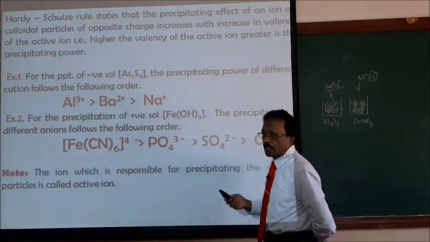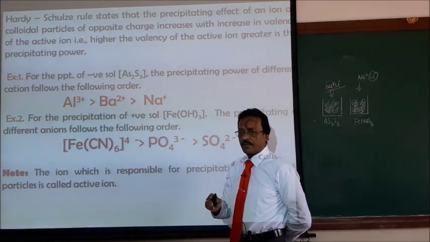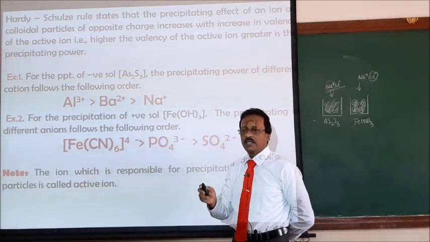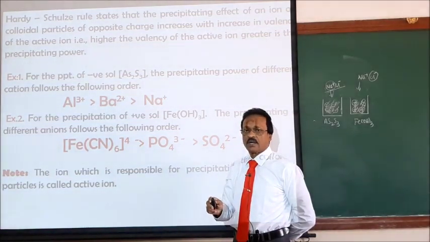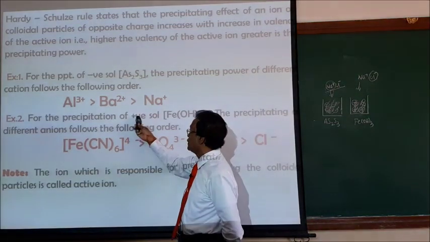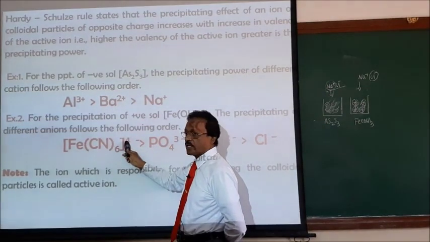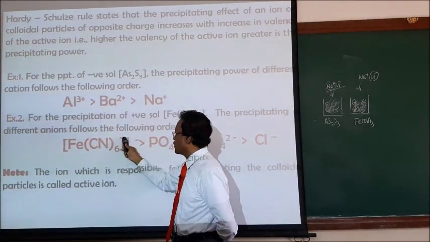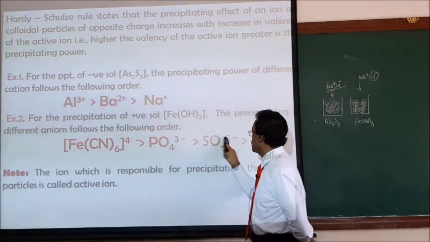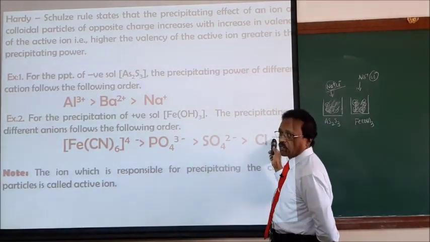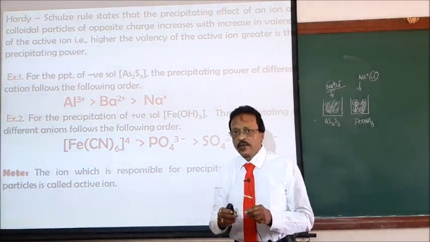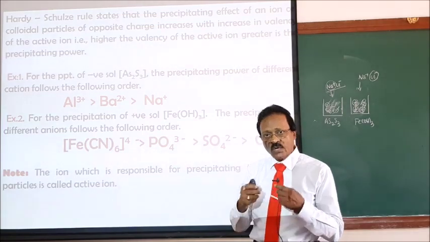That is, the coagulating power of an ion on colloidal particles of opposite charge increases with increase in the valency of the ion, or the magnitude of the charge on the ion. I have taken the positive sol, so negative ions bring about the coagulation. Notice the ferrocyanide has 4 negative charges, so it is more effective than 3 minus, than 2 minus, than a unit negative charge. This is the Hardy-Schulze rule. So the electrolyte ions have the power for coagulation. What is the power of coagulation?